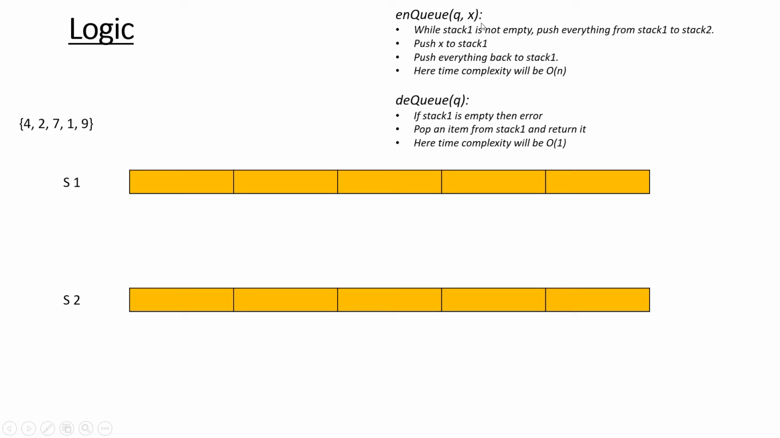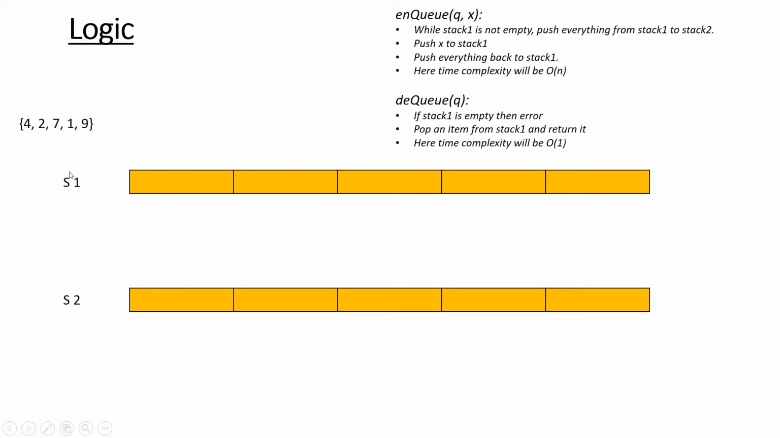And the process which we have to follow is, while stack 1 is not empty, push everything from stack 1 to stack 2. So everything which is inside this, we have to take from stack 1 and put into stack 2. This is the first operation we have to do when we are going to insert any element. After that, we have to push that element into stack 1 and then push everything from stack 2 to stack 1 again. So these are the three operations we have to do to perform the enqueue operation, so that we can get our enqueue for the queue data structure. So let's see how we can achieve this.